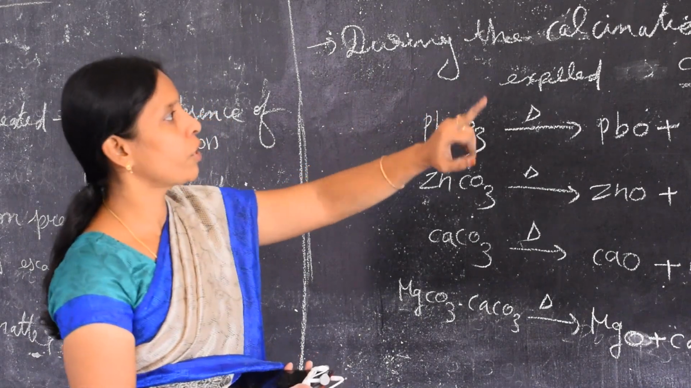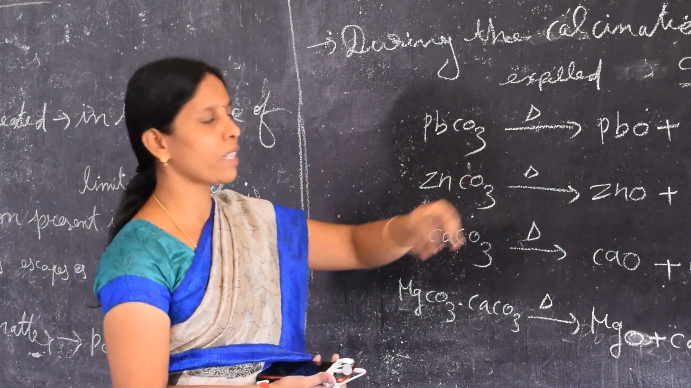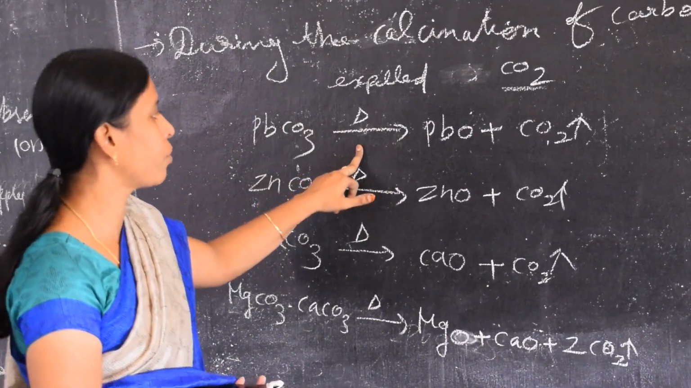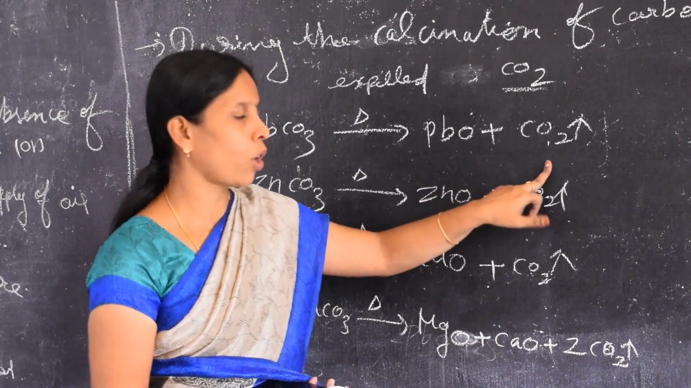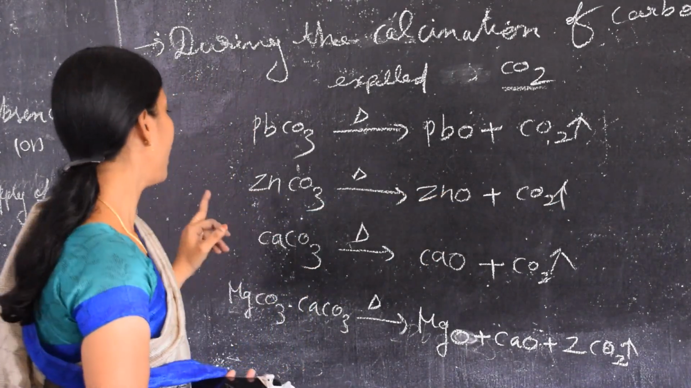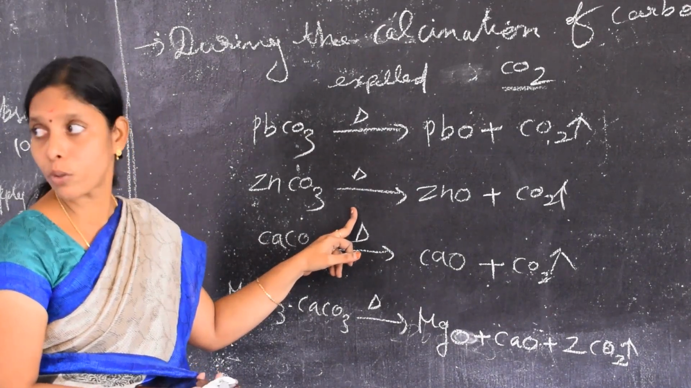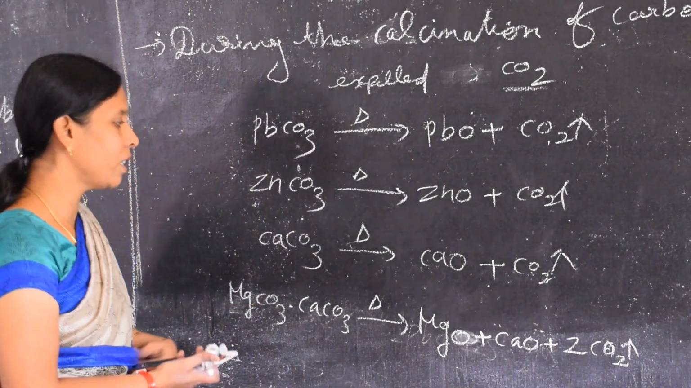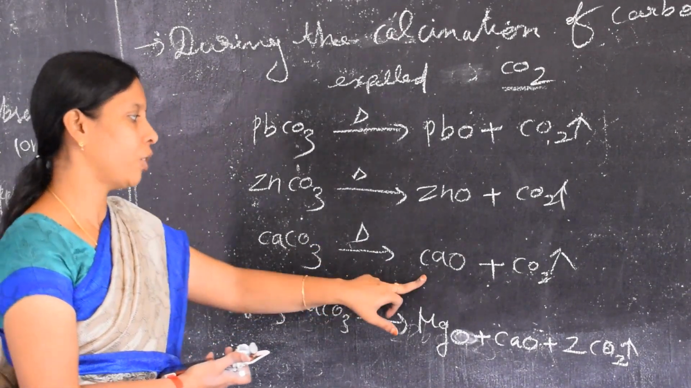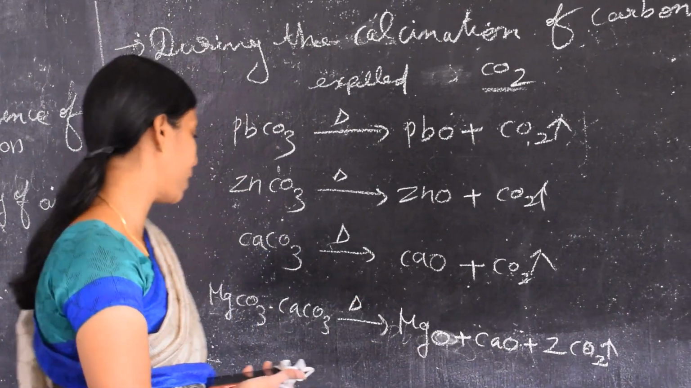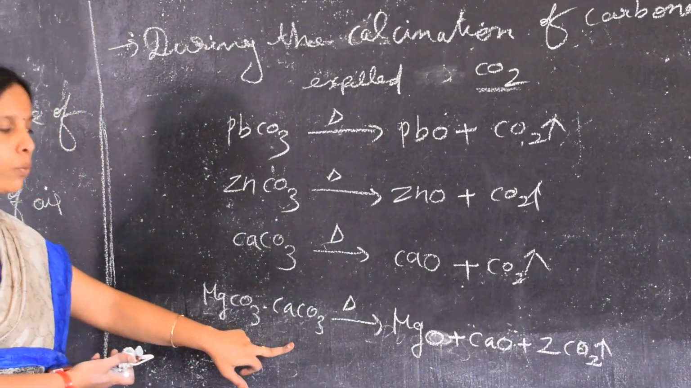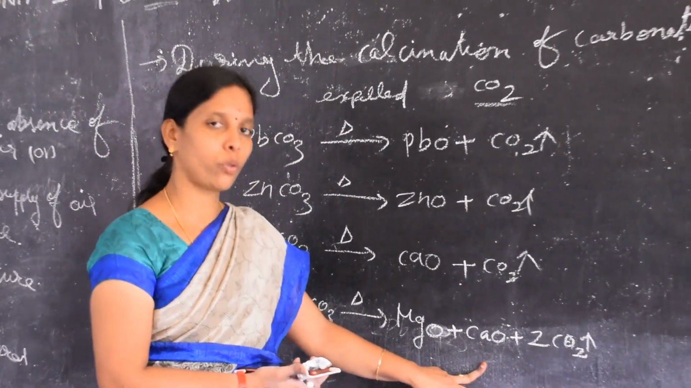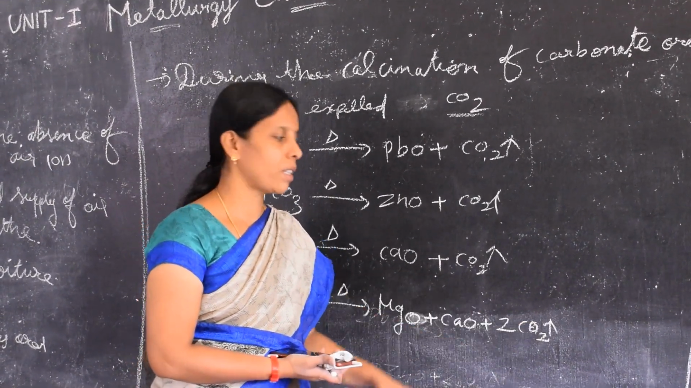Okay, so during the calcination of carbonate ores expelled as carbon dioxide வெளியில போகும். That is, lead carbonate is strongly heated in the absence of air to form lead monoxide and carbon dioxide escaped. And zinc carbonate is strongly heated in the absence of air to form zinc oxide and carbon dioxide expelled. And calcium carbonate strongly heated in the absence of air to form calcium oxide and carbon dioxide expelled. And dolomite MgCO3 and CaCO3 is heated and form 2 moles MgO, magnesium oxide and calcium oxide, and 2 moles of carbon dioxide expelled as a gas.